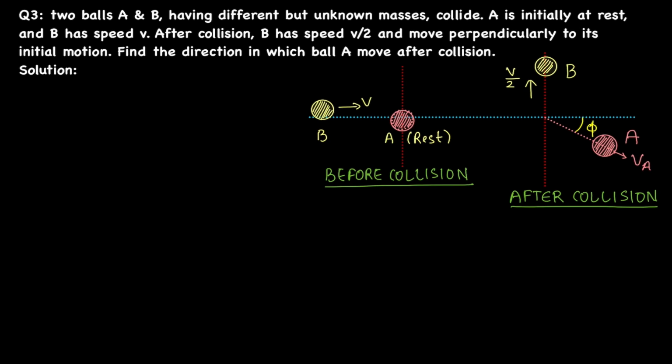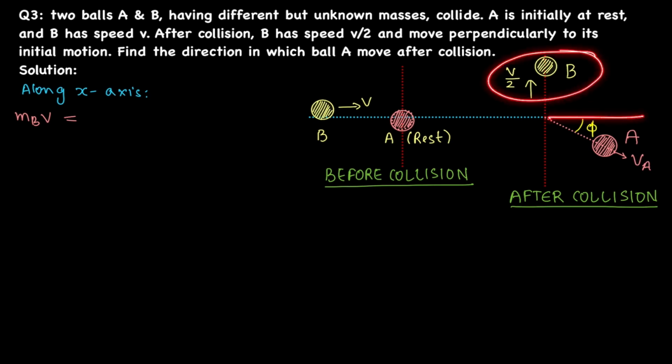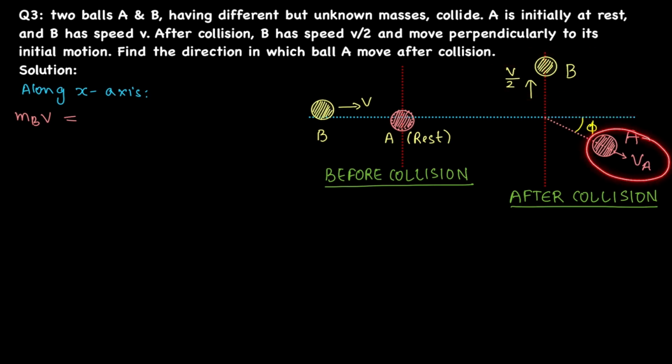So we will write the linear momentum along the x-axis and y-axis. So let's solve it. Linear momentum along x-axis. Along x-axis you can write only B is moving. So mass of B with speed V is equal to, along the x-axis, this is not along the x-axis, only a part of this linear momentum will be along x-axis, that is MA VA cos of phi.